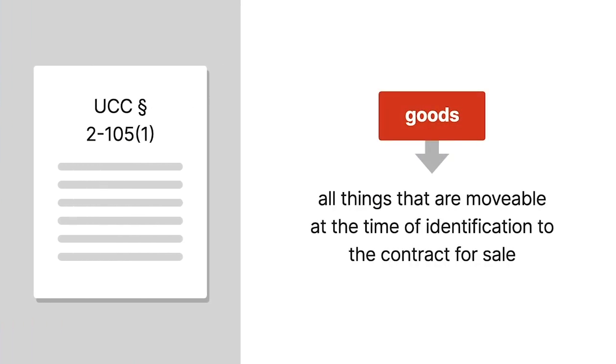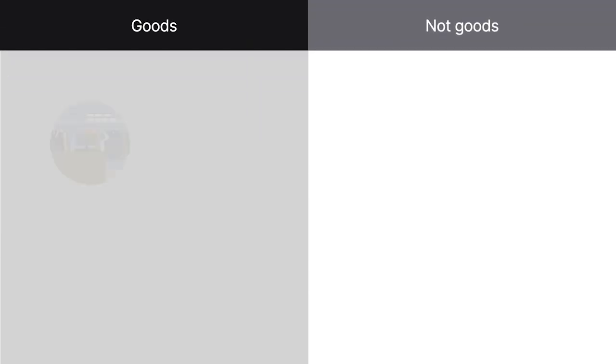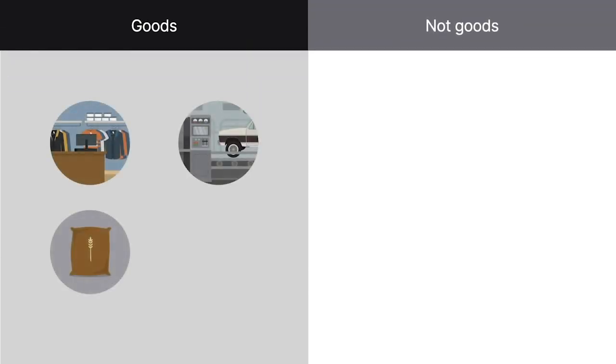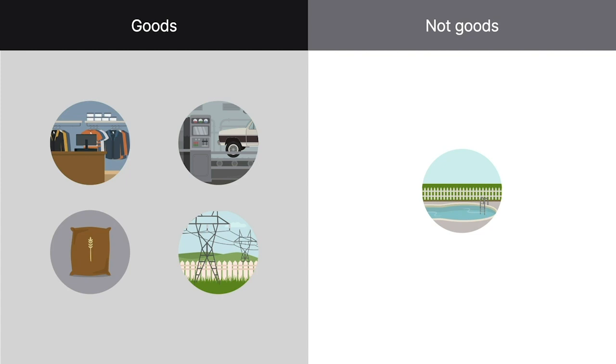Article 2 defines goods as all things that are movable at the time of identification to the contract for sale. Things such as clothes, machinery, agricultural products, and even electricity are goods. On the other hand, an in-ground swimming pool isn't a good.